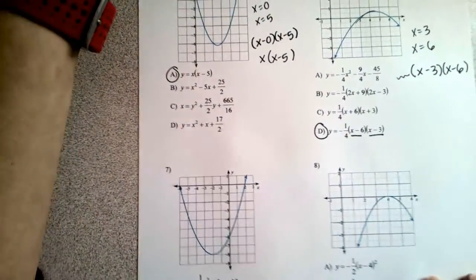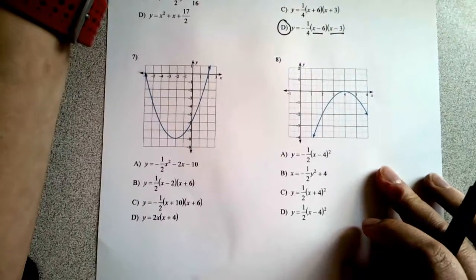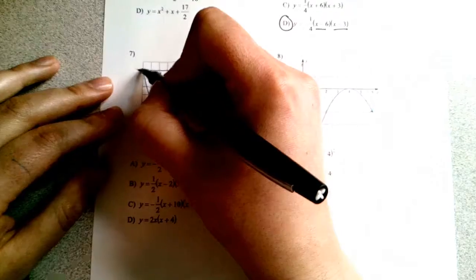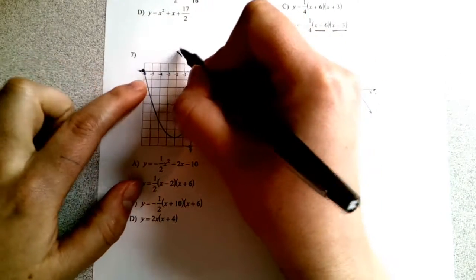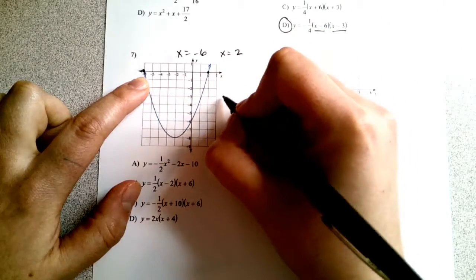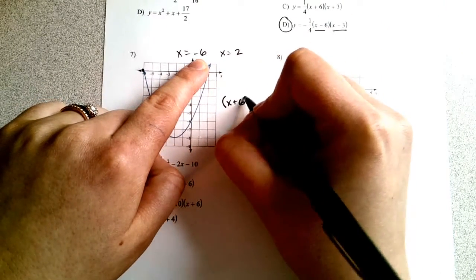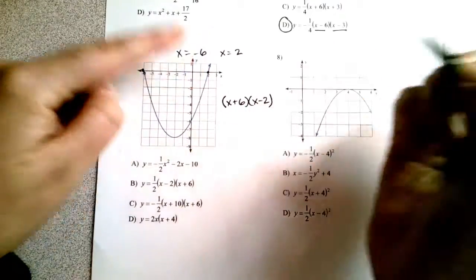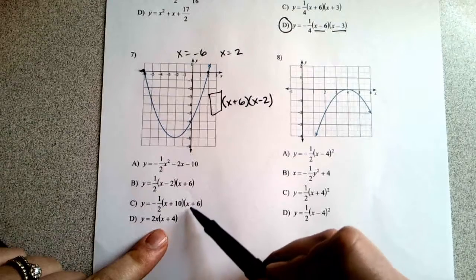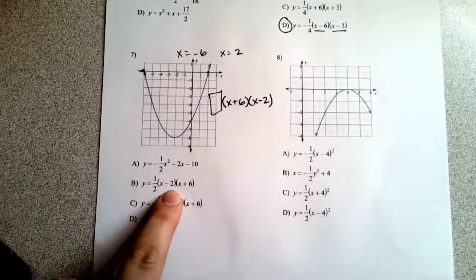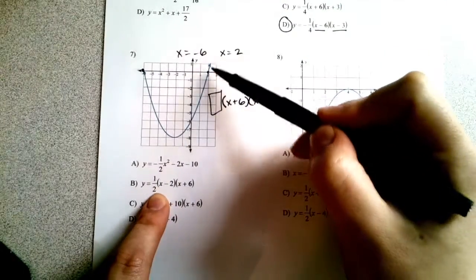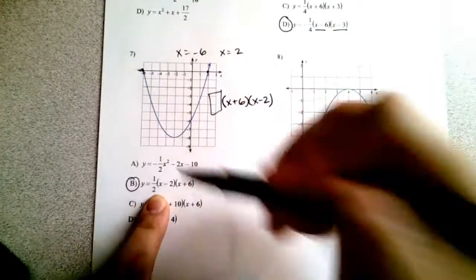Okay, the next problem, feel free to pause the video and try the next two. In number 7, we have x-intercepts of negative 6 and 2. So in factored form, that would be (x plus 6) and (x minus 2), and maybe an a value out front. So looking through these options, there's only one option that looks even close. And it does have a positive a value, which we need. It opens up, so option B it is.